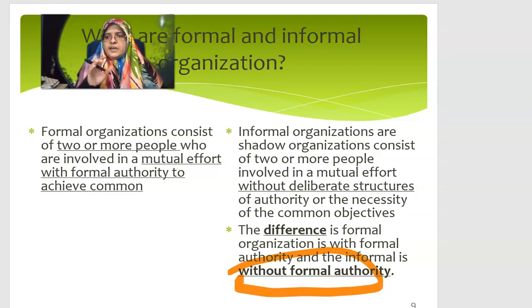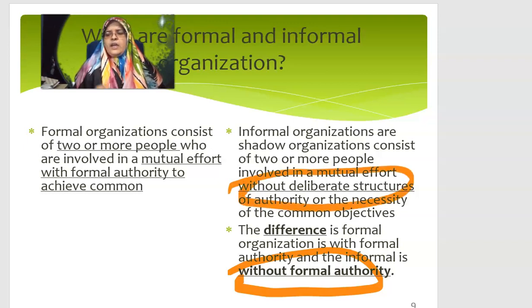Informal organizations are shadow organizations, consisting of two or more people. Maybe you have your gang, maybe you have colleagues, maybe you have people in your groups, without deliberate structures. You can see the words: without deliberate structures or authority or the necessity of common objectives. So the difference is only one part. Formal organization has formal authority. Informal organization does not have the authority.